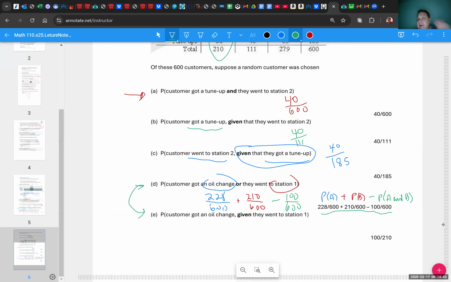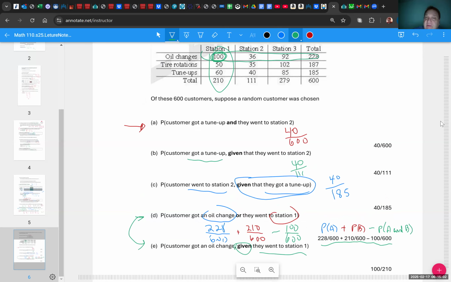So just read slowly and carefully and watch out for those keywords, the ors, the ands, the givens, and you'll do fine. Just read slowly and circle things like, oh, there's a given, like circle this. Okay, it's a given one, right? So what is the given one? Well, we know they went to station one, right? Because the given says there's already a fact that has occurred. We went to station one.